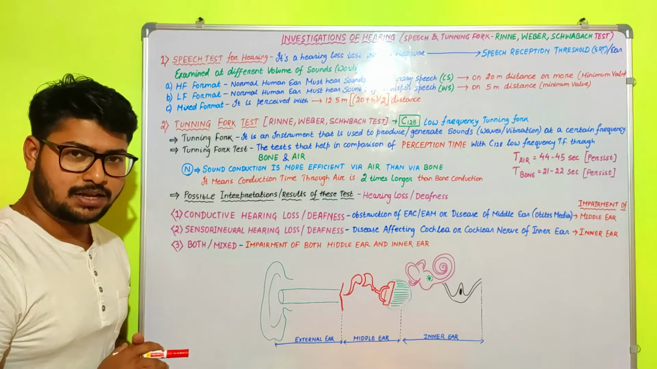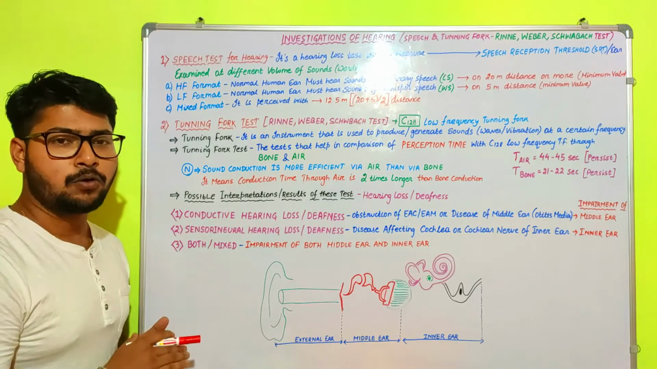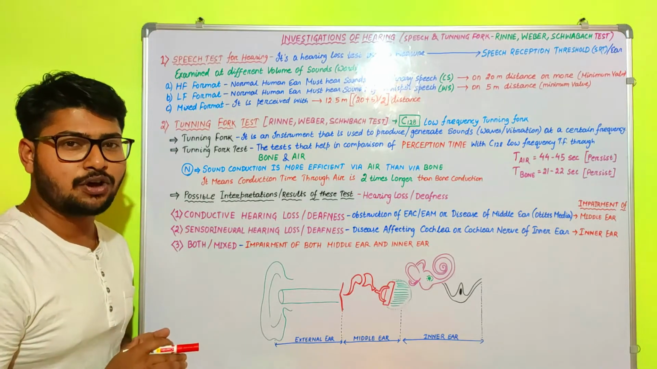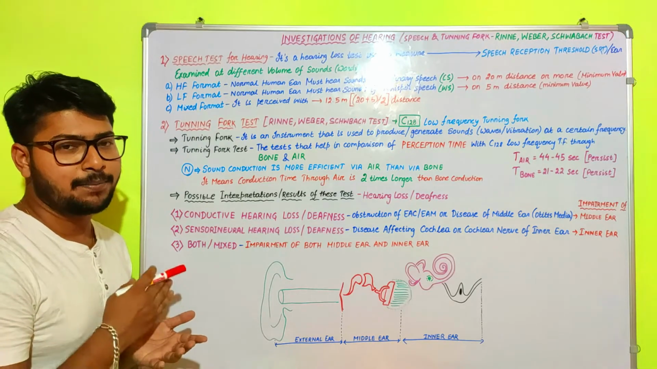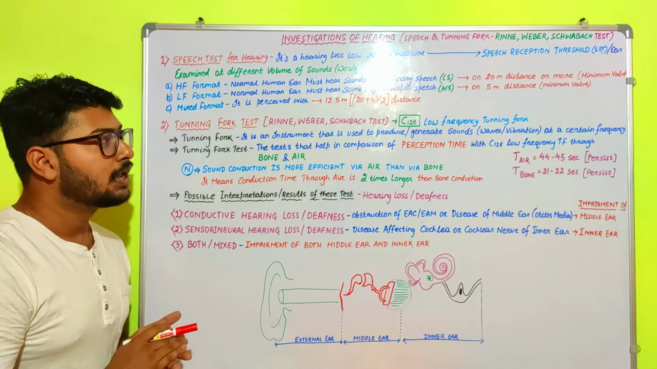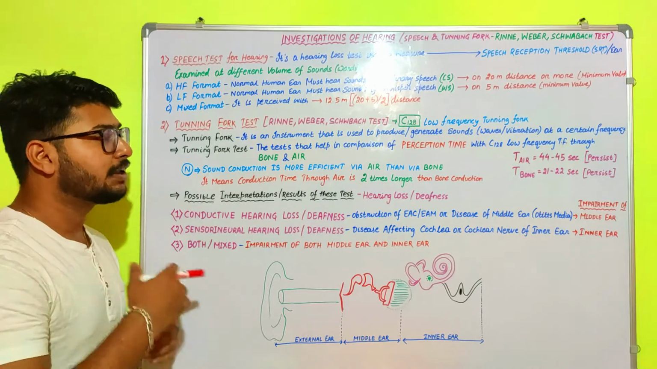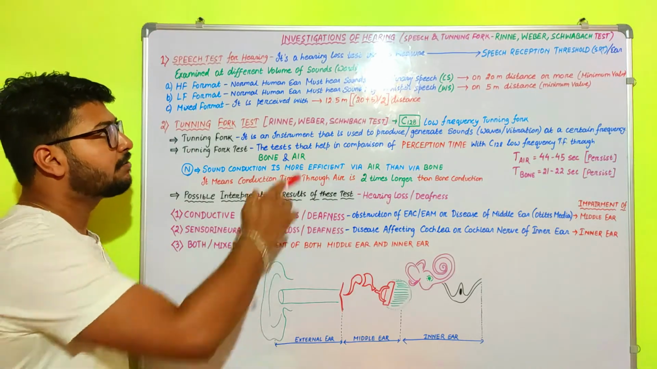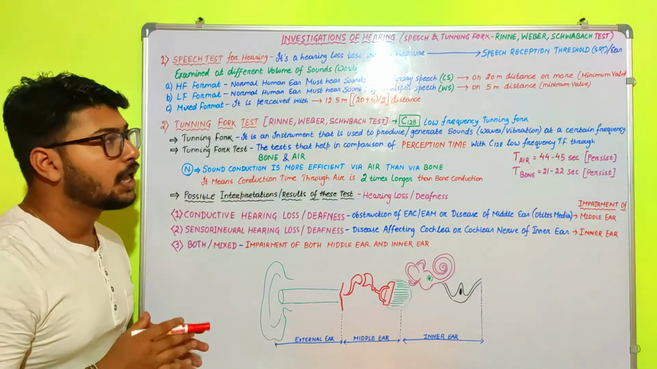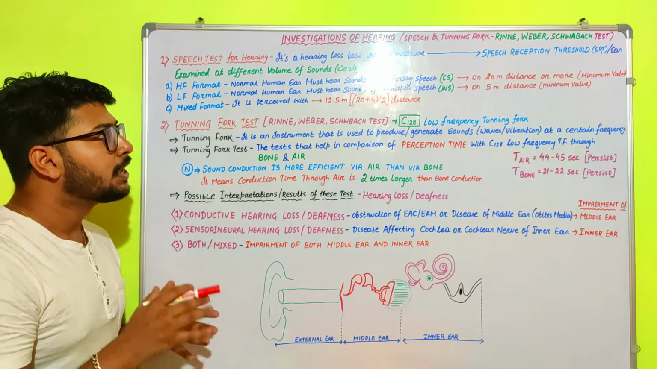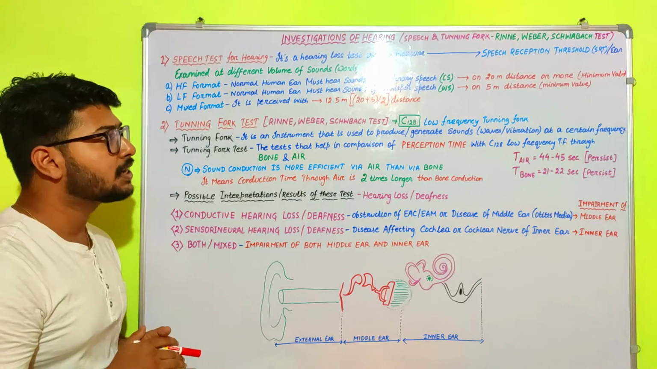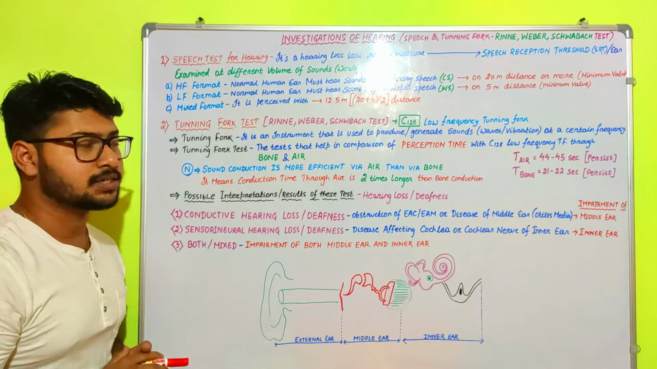So friends, I have already discussed the anatomy, physiology and histology of different parts of the ear, that is the external ear, middle ear and inner ear. Now we are going to read the different methods of investigation of hearing. And in these methods, we are going to find different disabilities or pathologies related to the hearing system.